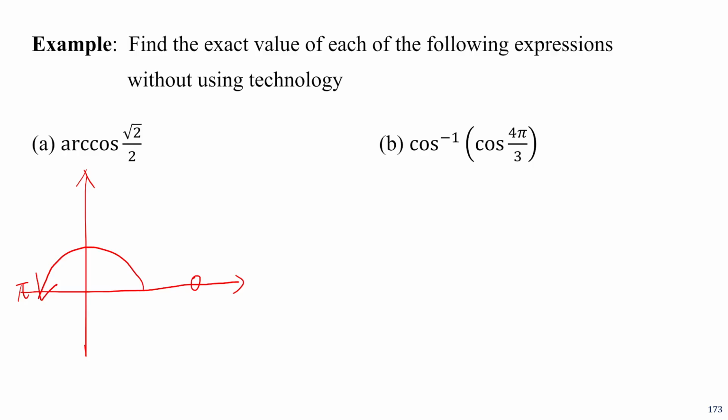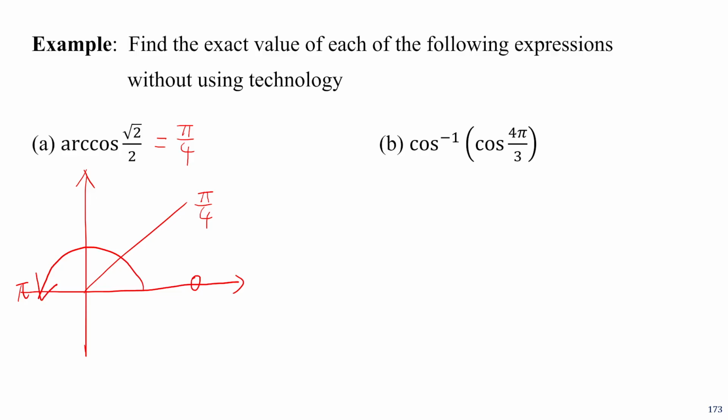So apparently we know that angle is here, right? Which is a quarter pi. So we know that's a quarter pi. Did you get it? How about the next one? Inverse cosine of cosine 4 pi over 3.